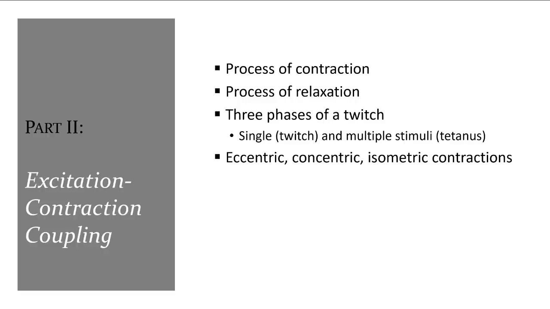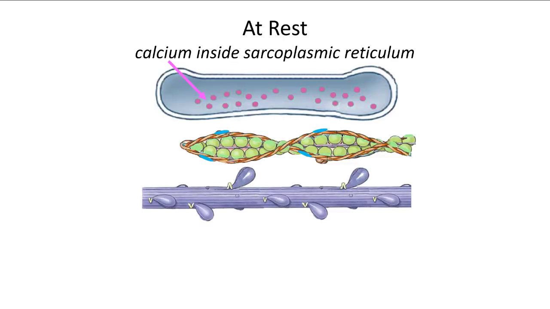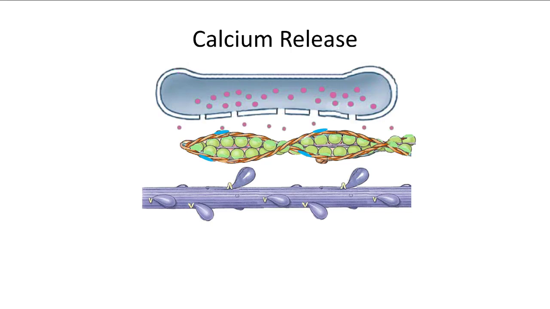Now, with all of those things we've just learned, we'll put it together in the process of contraction and relaxation, as well as going through the phases of a twitch and types of muscle contractions. In this schematic, the sarcoplasmic reticulum can be seen with the calcium as pink dots inside, the green beads of actin with the rope of tropomyosin, and the blue dots of troponin. The thick filament myosin is at the bottom with the heads down. When all the myosin heads are separated from actin because tropomyosin is covering the binding sites, the muscle's at rest. There's no binding taking place.